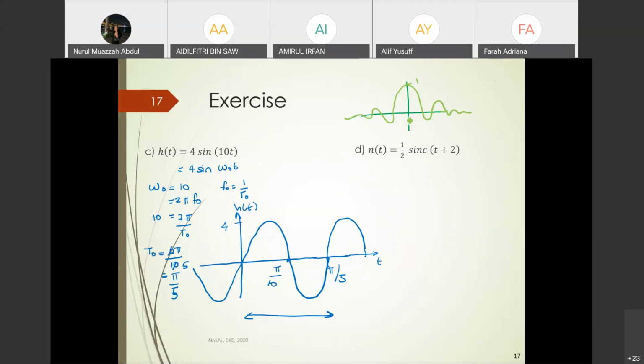It means the origin, the peak value here, is at 0. So for the new signal, the peak value should be at negative 2. Okay, so the new signal is something like this. And this is 1 over 2 because it has been scaled by 1 over 2 here. So this is NT.